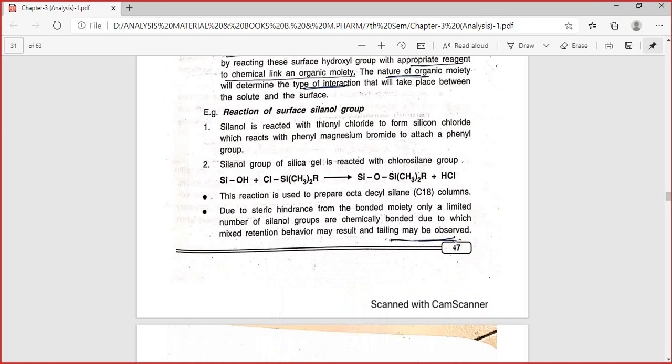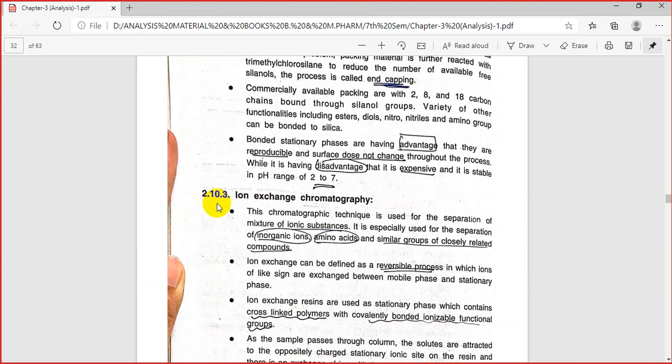Another cause of stripping is that the mobile phase composition is changing, but there is another problem as well. Due to steric hindrance from the bonded moiety, only a limited number of silanol groups are chemically bonded. Because only some groups are chemically bonded, you can see mixed retention behavior, which may again lead to tailing.